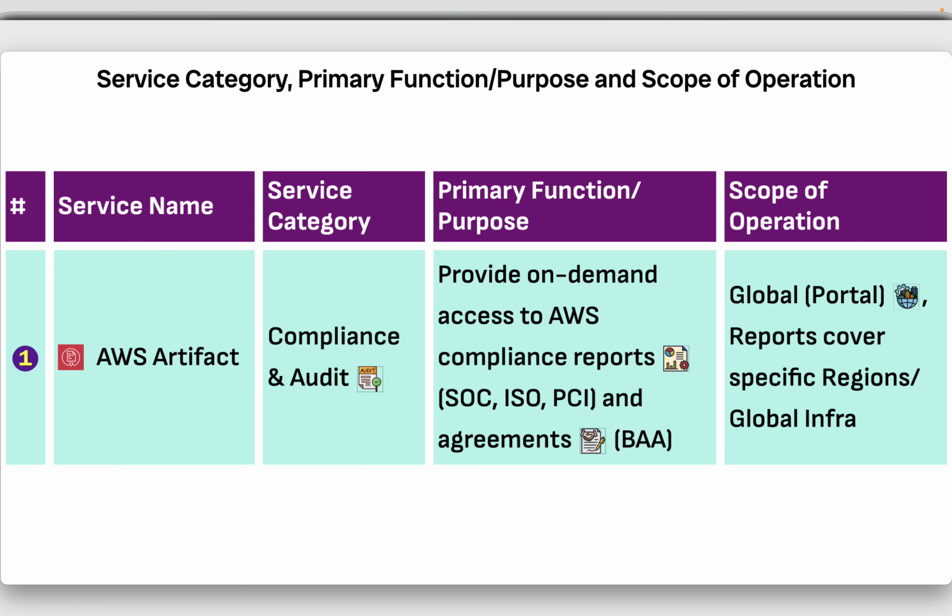or the global infrastructure. And SOC stands for System and Organization Controls. ISO is the International Organization for Standardization. PCI is Payment Card Industry, and BAA stands for Business Associate Addendum.